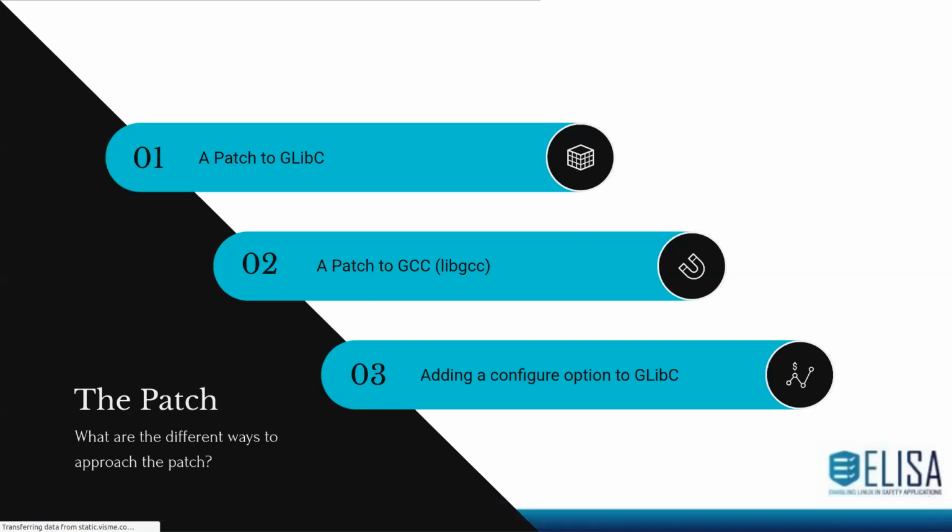The second solution was a patch to gcc, as in gcc is where all of the code for gcov is stored. So by changing the way code coverage worked, we could get around the problem. And the third solution was to just add an alternate configure option to glibc, which is eventually the path we took.